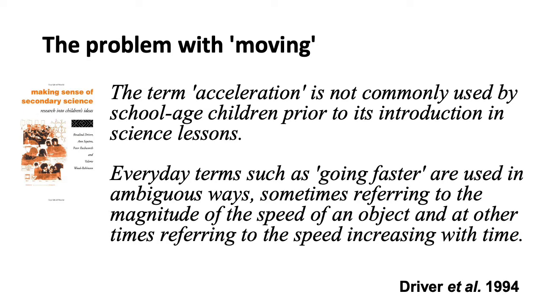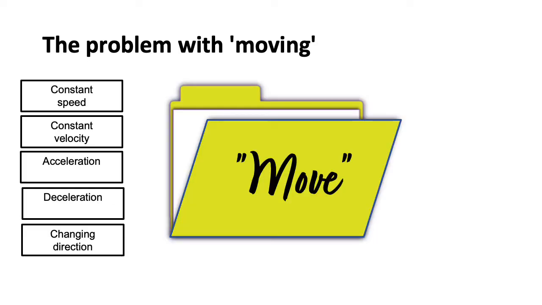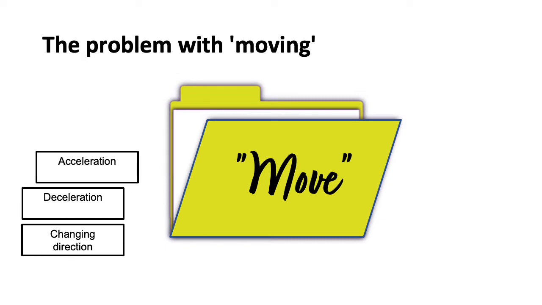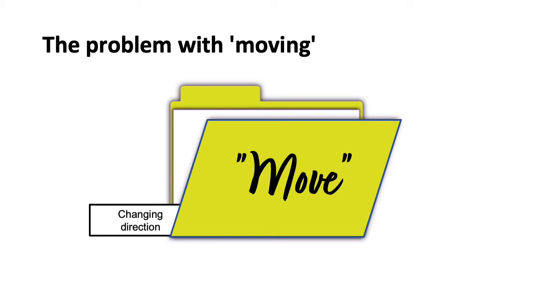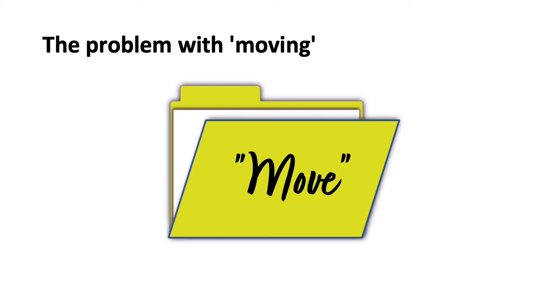Everyday terms such as going faster are used in ambiguous ways, sometimes referring to the magnitude of the speed of the object, and at other times referring to the speed increasing with time. In other words, the many nuanced ways of thinking about motion that physicists adopt are, for children, packed together in one umbrella term: move.